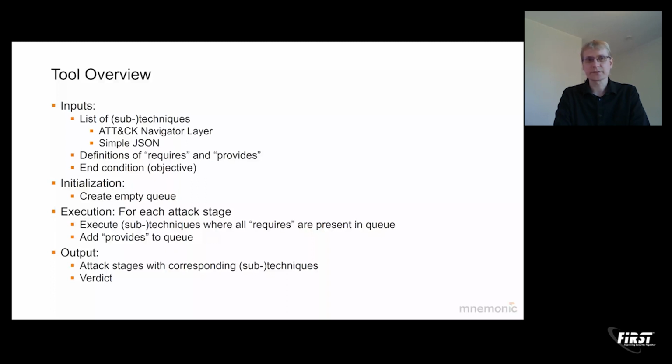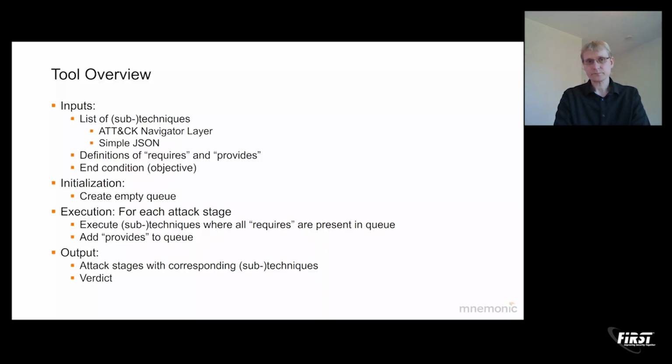When executed, the tool initializes by creating an empty queue. And then for each attack stage, it executes all techniques and sub-techniques where all promises in the requires section of that technique are present in the queue. That also means that for the first stage, only techniques with no requirements can be executed. Next, it adds all of the promises in the provide section of the executed techniques to the queue, and then it advances to the next stage and does this all over again. And it keeps doing this until it is unable to execute any more new techniques or sub-techniques.